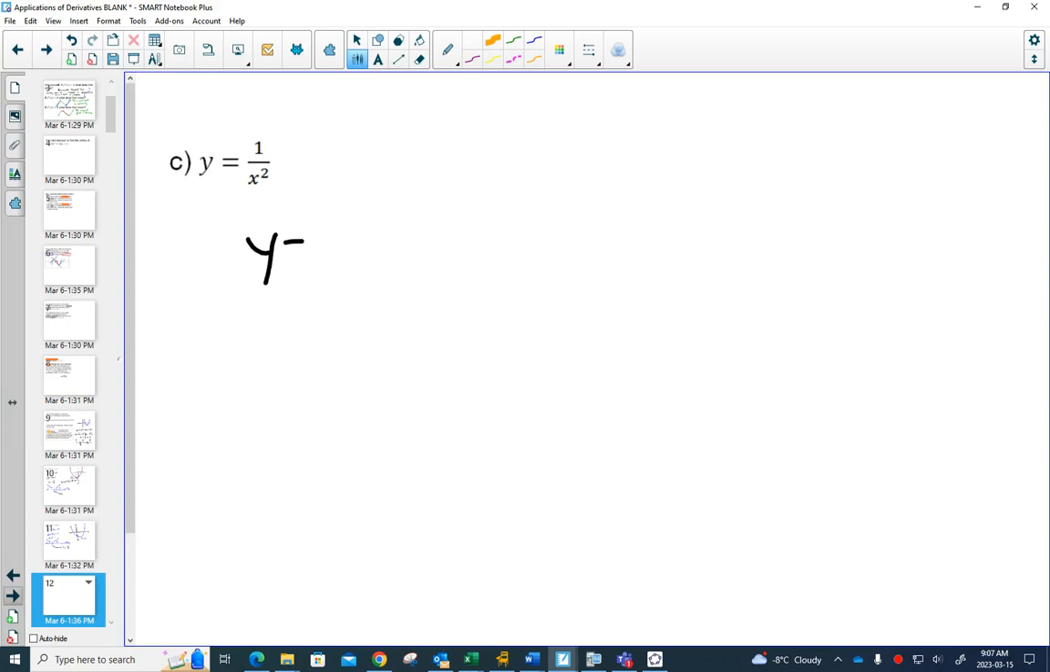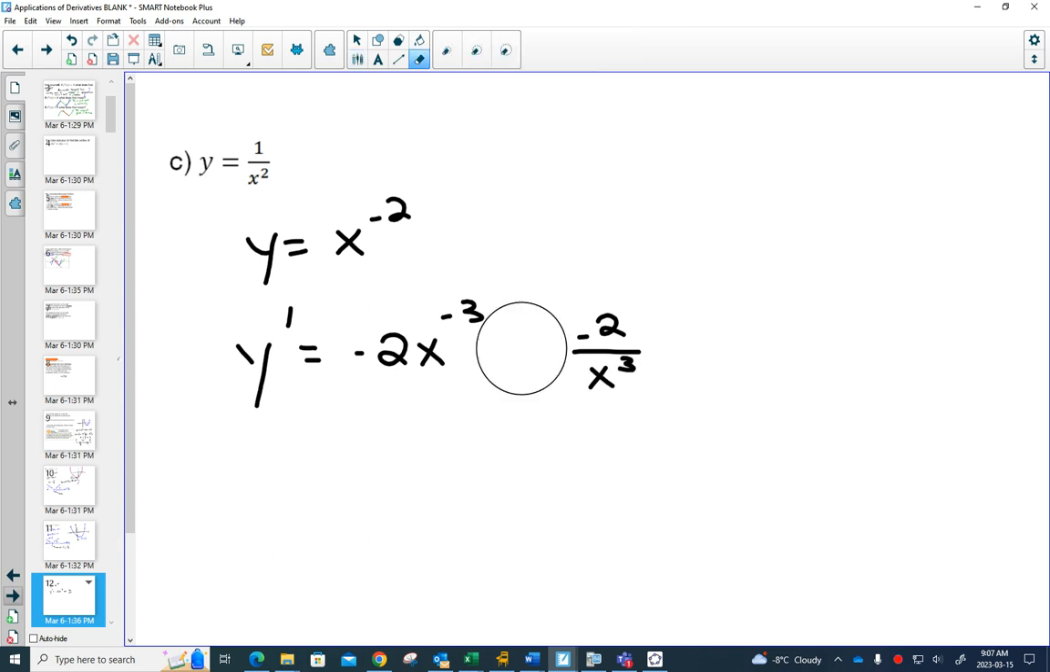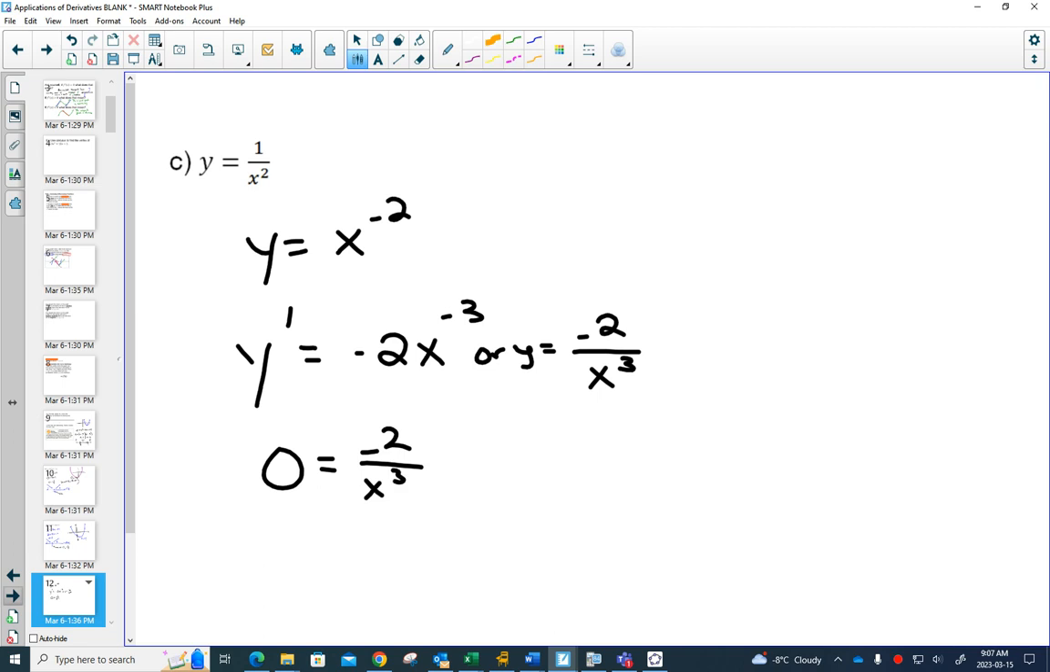Well, first of all, for making this derivative easier, I probably change this to x to the minus 2. My derivative would be -2 x to the minus 3, or if I change it back to a positive exponent, it would be negative 2 over x cubed. If we set that equal to 0, when is a fraction equal to 0? When your numerator is equal to 0 and your numerator here is negative 2. This has no solution.